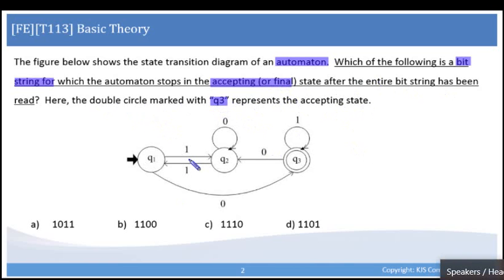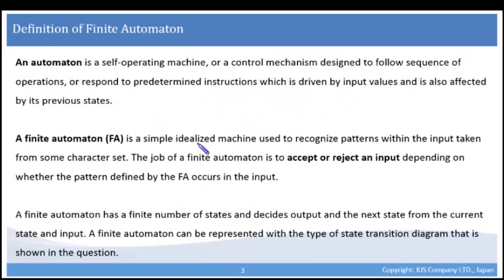So here we can see the transition table that has been described in the question, and here we have a series of bit strings which we're going to apply to the transition table to see which one ends up in the accepting state. So, an automaton is a self-operating machine or a control mechanism designed to follow a sequence of operations or respond to predetermined instructions, which is driven by input values and also affected by the previous states. So these are the two things that can affect an automaton.